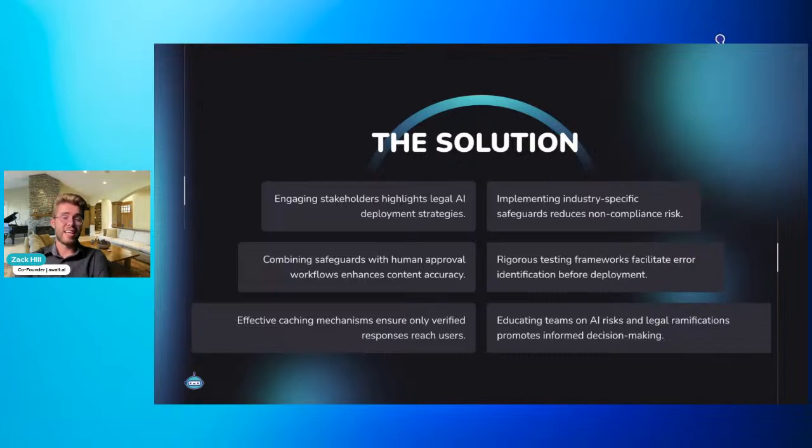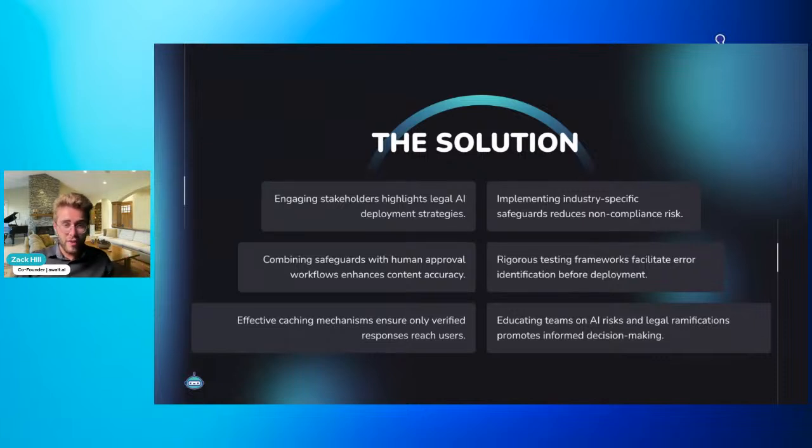So engaging with key stakeholders across industries has revealed a clear pathway for navigating the legal intricacies of AI deployment. So this strategy involves the implementation of industry-specific safeguards. Integrating safeguards aligned with regulatory standards significantly mitigates non-compliance risk. Now, it's important to combine safeguards with human approval workflows. These workflows allow your team to efficiently review and modify AI-generated content and ensure users get perfect responses.